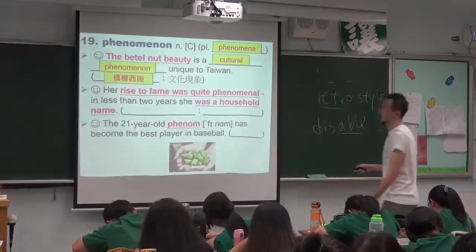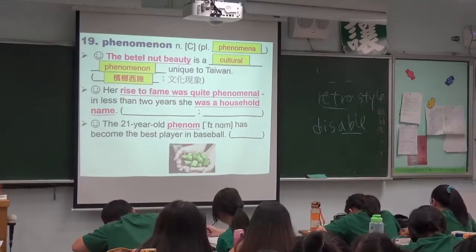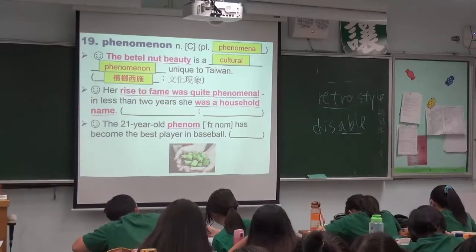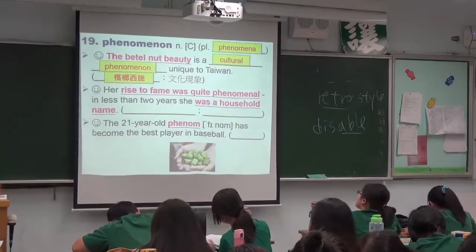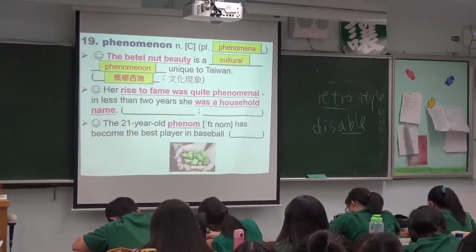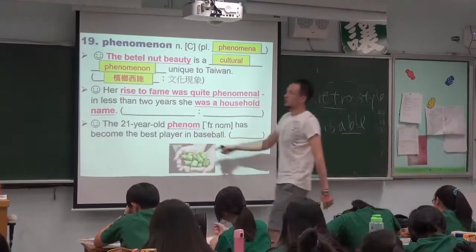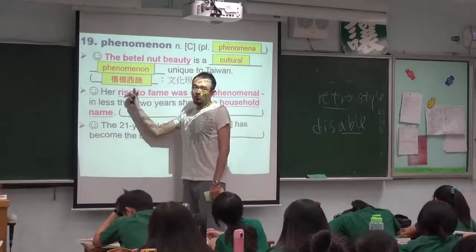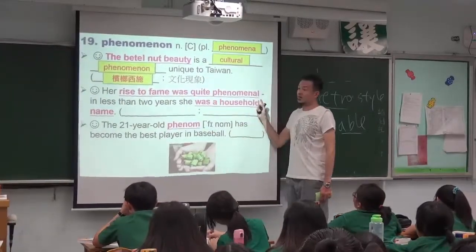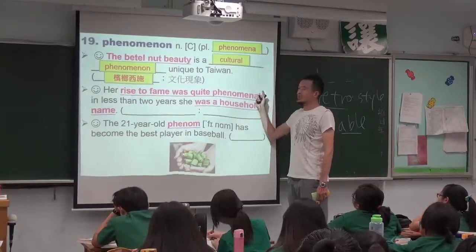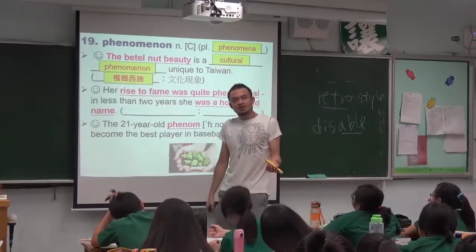Could you please read together her rise to fame? Phenomenal. In less than 2 years, she was a household name. So like here, her rise to fame was quite phenomenal. 这个地方的 rise 三明治解释，代表说从默默无名到非常有名，rise to fame was quite phenomenal. So like you see phenomenal 是个变化型。Let me ask you, phenomenal, what does that mean?